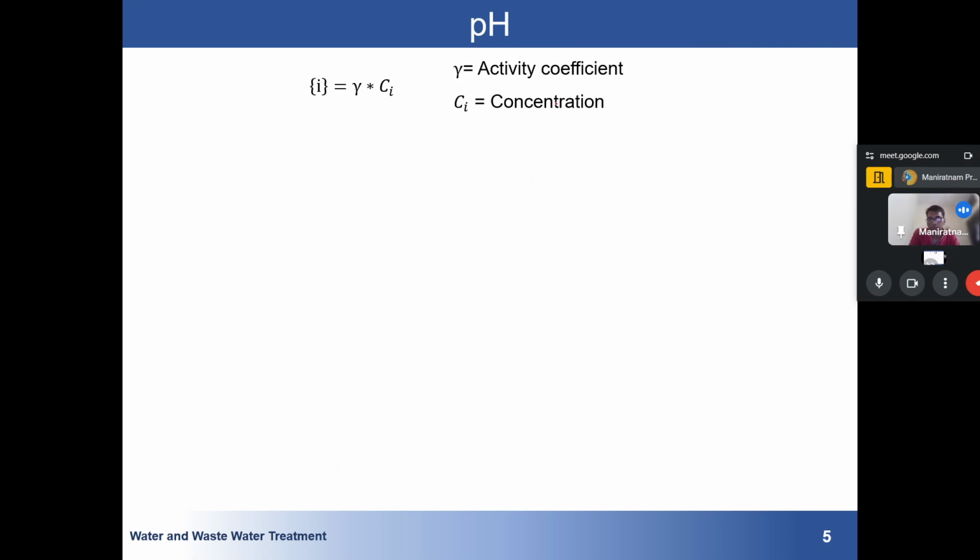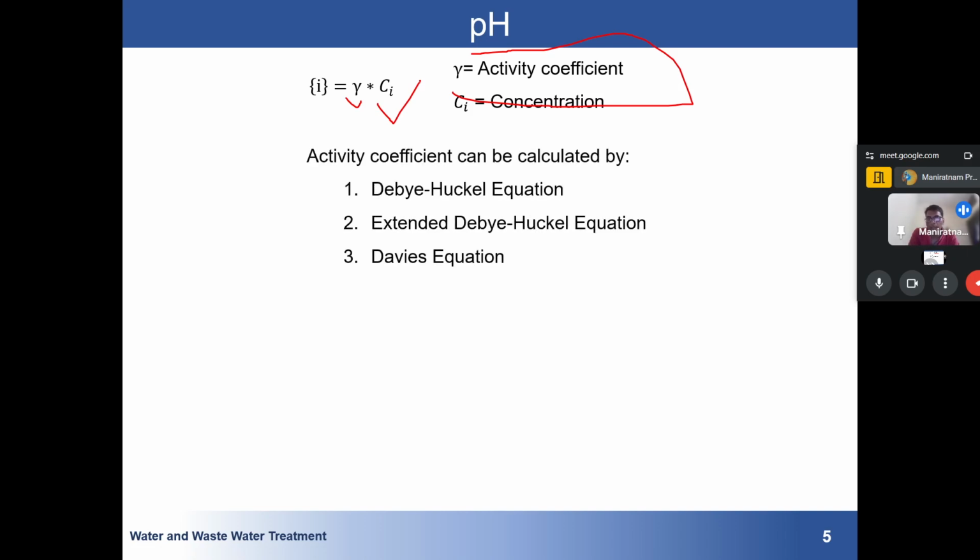This activity is related to concentration with the help of something called the activity coefficient. So activity of i is equal to activity coefficient into Ci. And this activity coefficient can be calculated by some equations given in standard books such as Water Chemistry by Benjamin. At the end of the lecture I will share the book. You can download it and read it in detail. They have given equations based on the species present in the system. You can calculate the gamma, and you know the concentration.